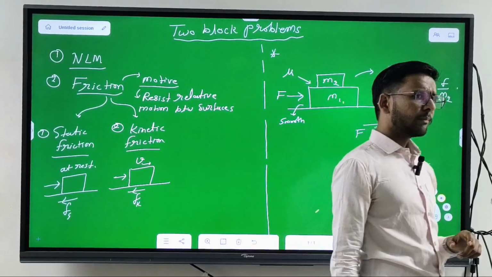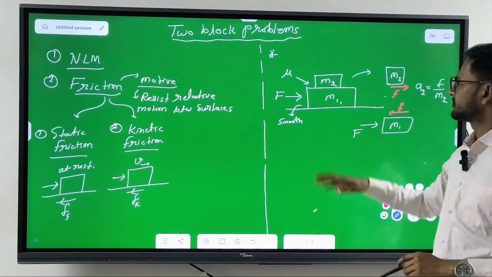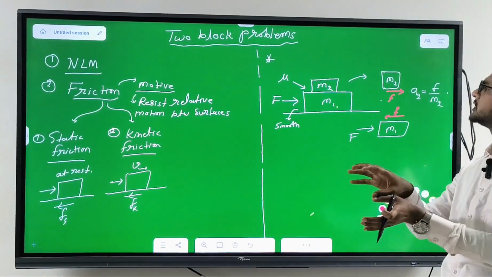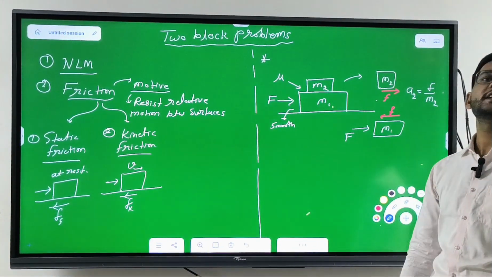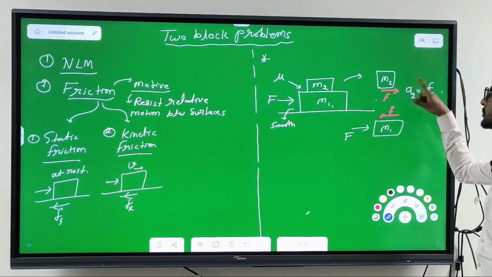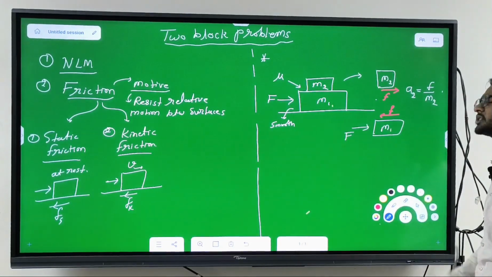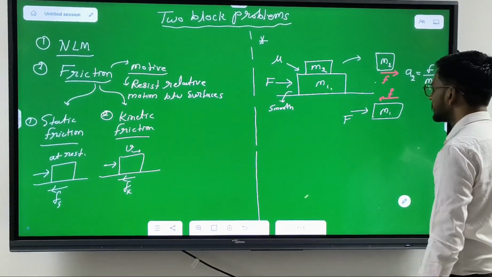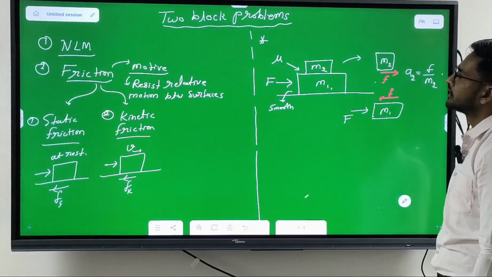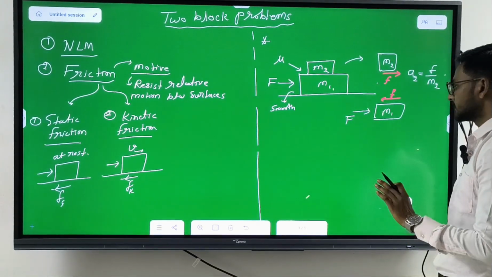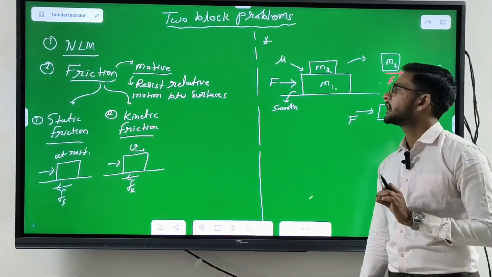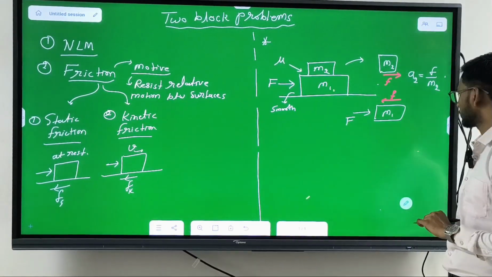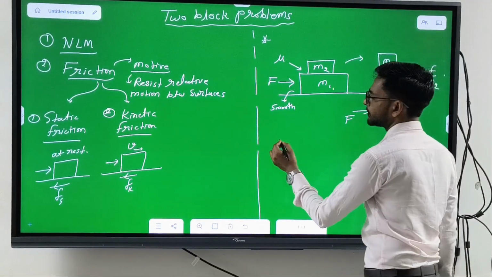Friction will try as much as it can to keep both the blocks together, but if it fails, then both blocks will move separately. So there are two cases. How do we deal with these types of questions? There are a few steps we should follow, and we can solve with these steps.